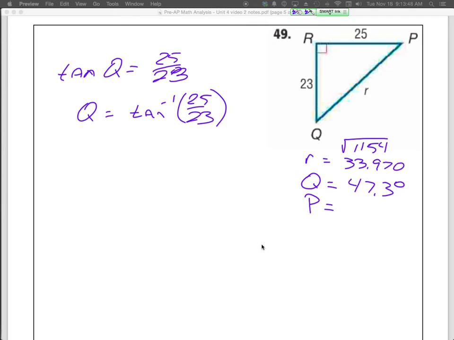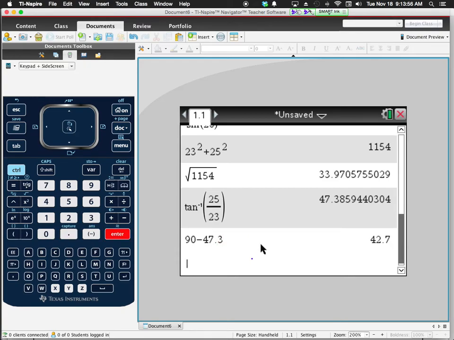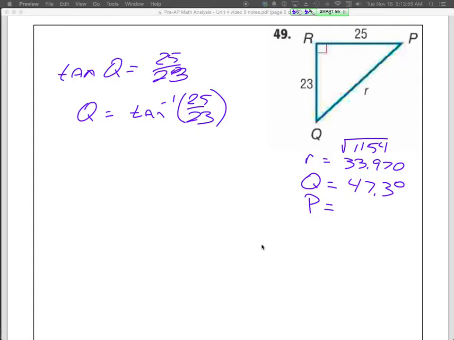Very good. So 90 minus 47.3. 42.7. So I get 42.7, which is slightly smaller than 45, just like we said it should be.